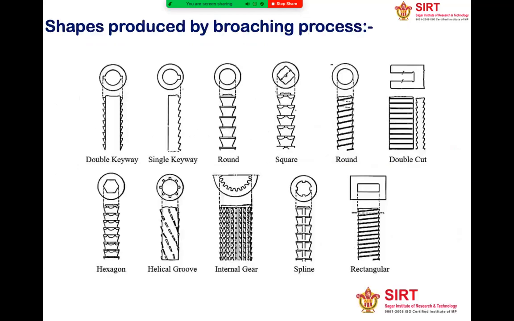So these are some broaching slots that are produced by the broaching process. You can see that there is a round, single keyway, square, round, double cut, hexagon. So there are a variety of geometries of slots and recesses that can be produced by the broaching machine. Rectangular, spline, internal gear. You can see that there is a difference in how the tool is used, but the main thing in the broaching tool is that they have a successive increase in the protrusion.